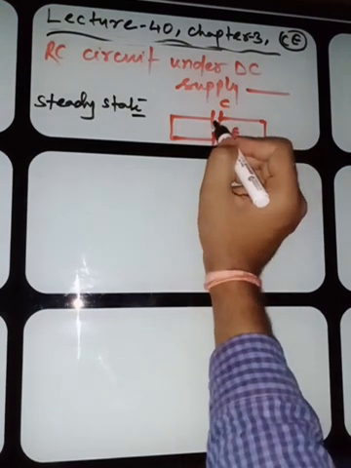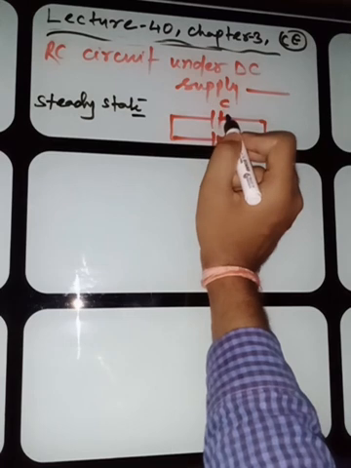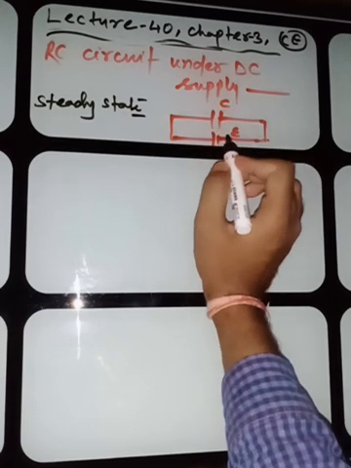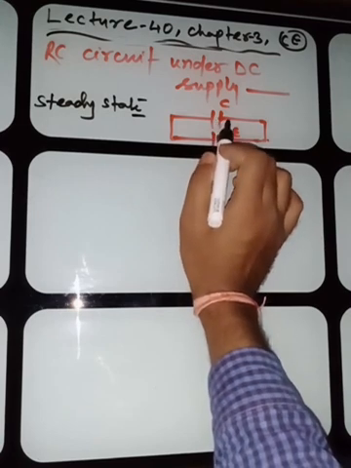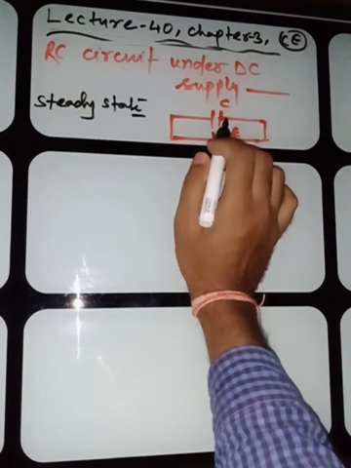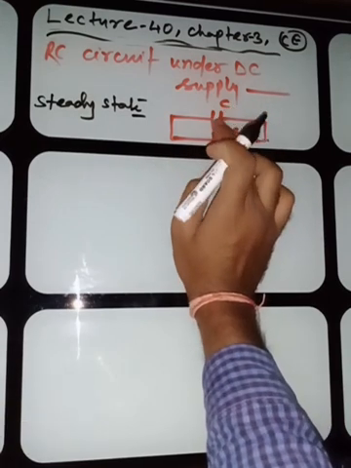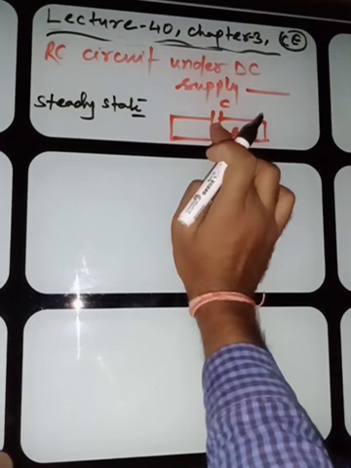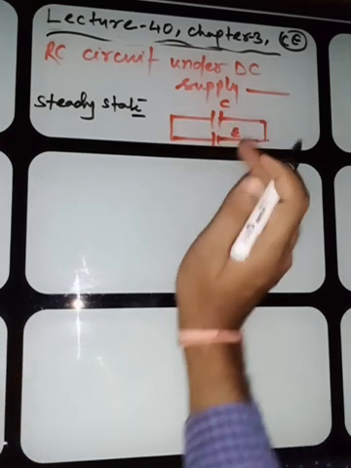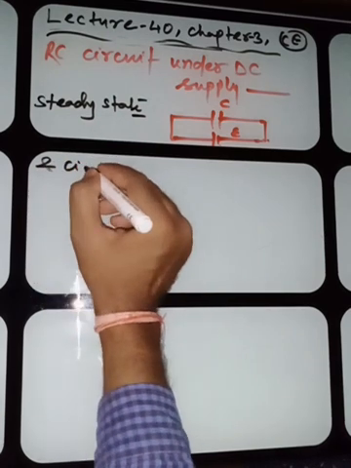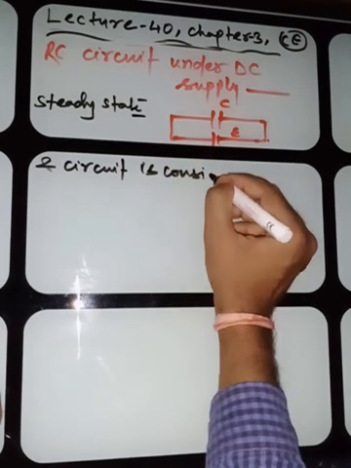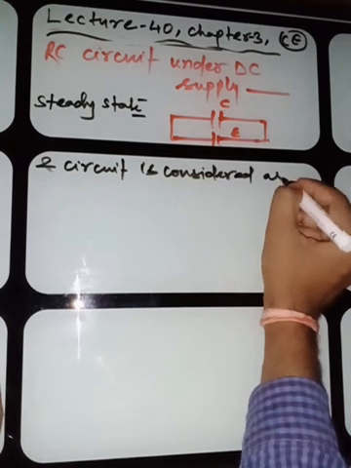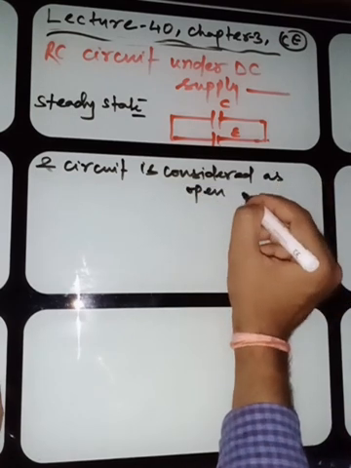What does it mean? A steady state means the charge is established on the capacitor, and once the charge is established equally on both plates of the capacitor and the potential is established here, current becomes steady. That is, the particular network is considered as an open circuit.